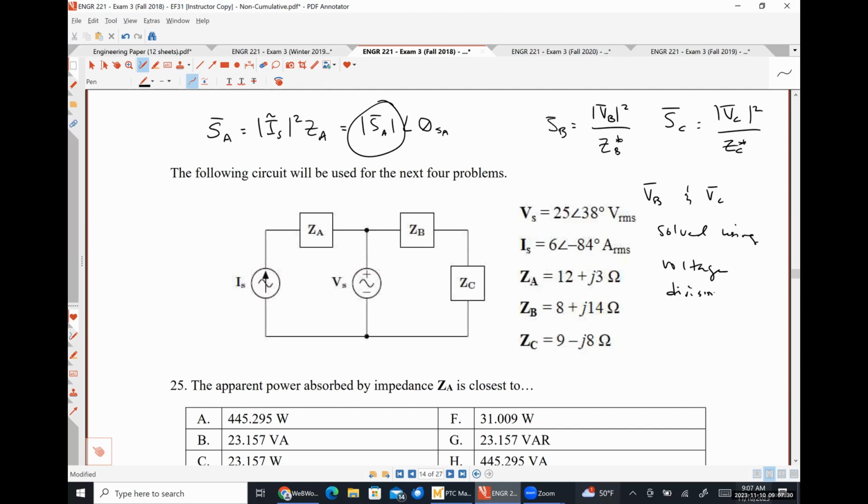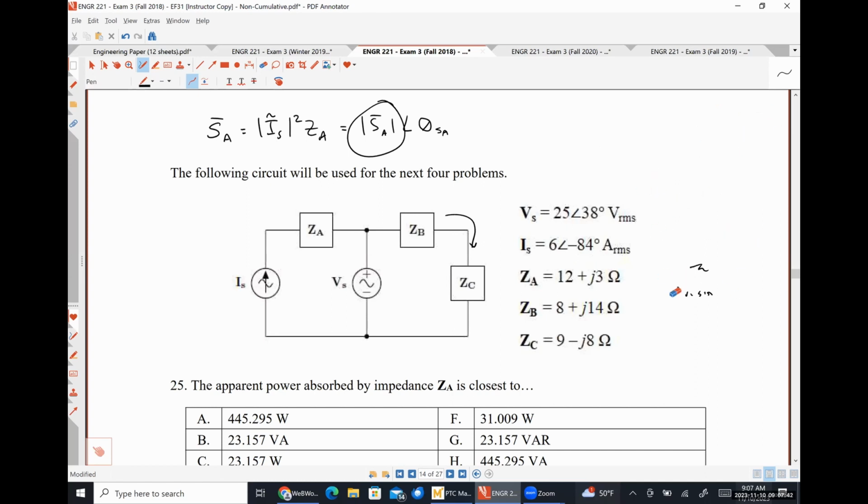Although now that I'm thinking about it, it might be just as easy. Actually, it would be easier. Let me scratch all this. I've had 10 seconds to think about it. Yep. Let's call this current IBC. Put a squiggle on it. So IBC would just be VS divided by ZB plus ZC. And then now we could use this exact same style of relationship to solve for all of the complex powers. Yep. So that's actually slightly easier. Not that the other way was difficult, but that's easier.